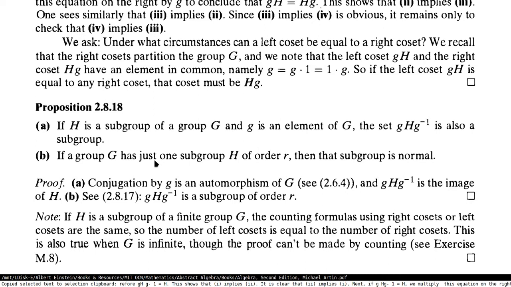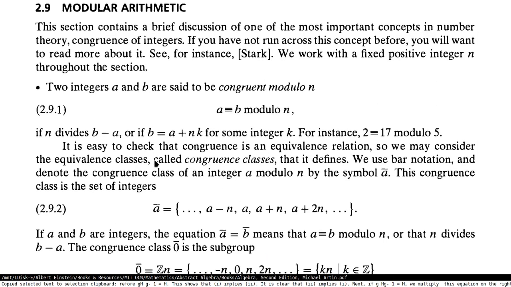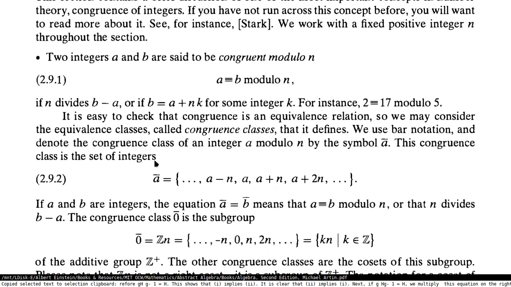Okay, so that was about cosets, left and right, and that was it. Now we are on to the section on modular arithmetic. I guess you have seen some of this earlier. So we're going to define what congruence means here.